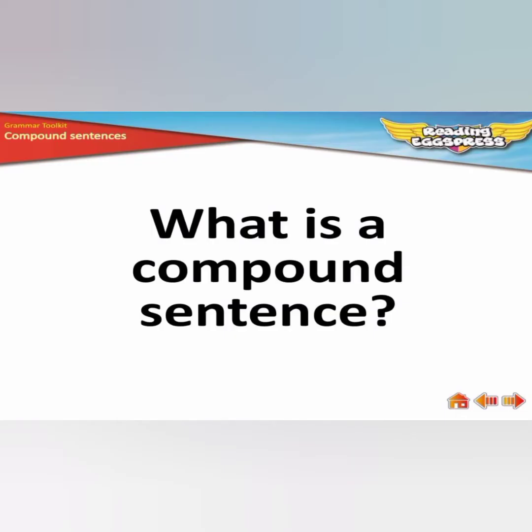What's a compound sentence? A compound sentence is a group of words that have at least two independent clauses connected by a coordinating conjunction. An independent clause has a subject, a verb, and states a complete thought. Coordinating conjunctions connect a verb or group of verbs together.